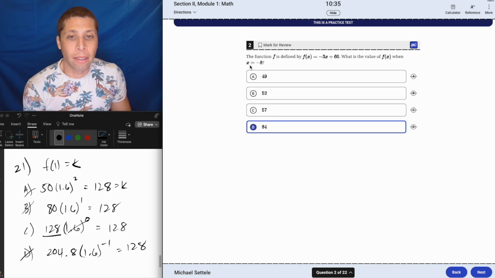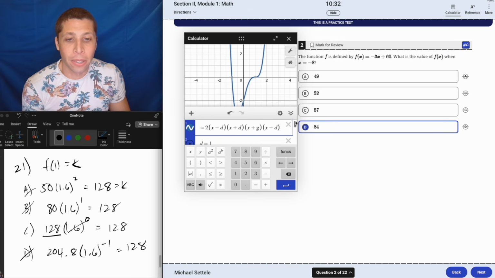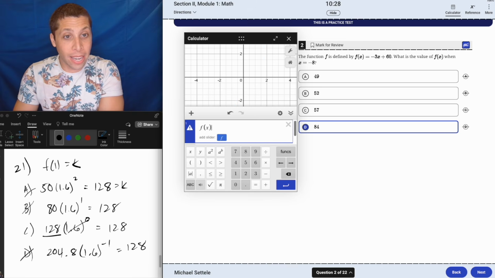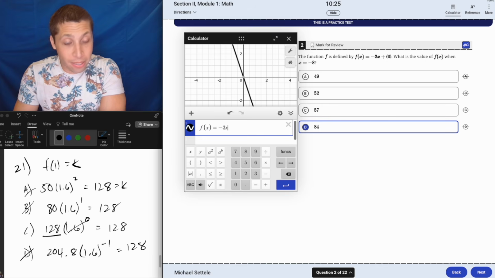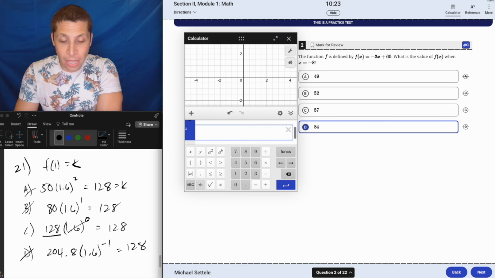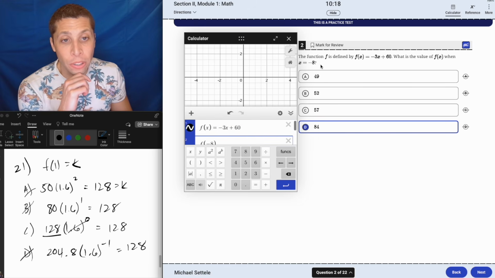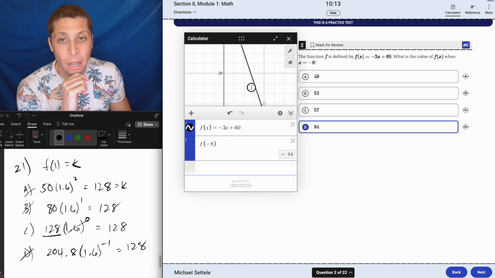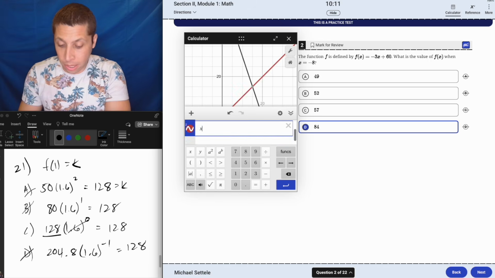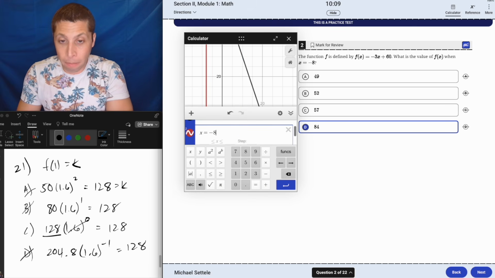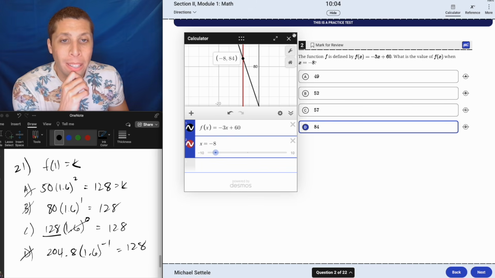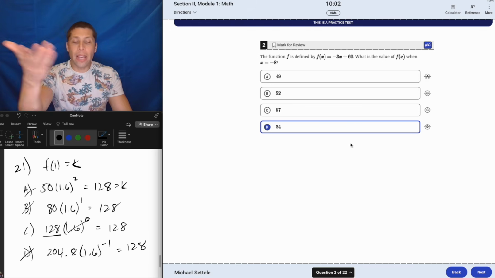Here, though, I could do the Desmos here, too. f of x is equal to negative 3x plus 60. And then f of negative 8 is 84. Done. Right? Or you could just type in x equals negative 8 and find the point of intersection somewhere here. And that would work, too. x is equal to negative 8 and 84. Right?